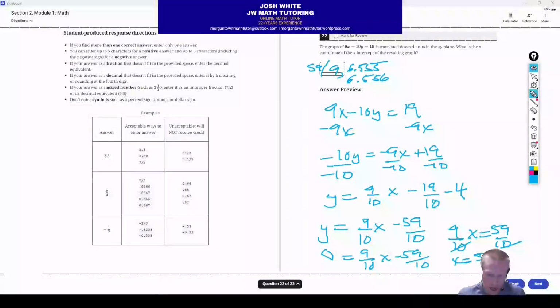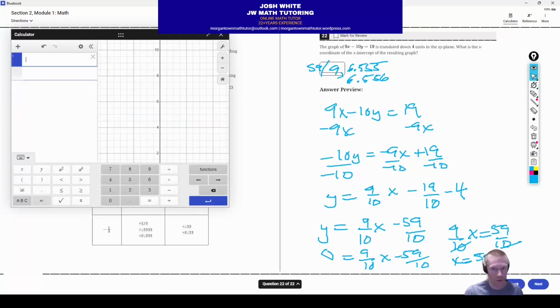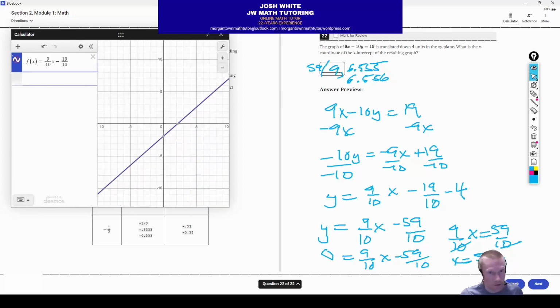Here is how you can do this problem in Desmos. You can save some of the work depending on the approach you take, or all of it. So the first thing is, once you get it in slope-intercept form, let's say you get it equal to 9/10 x minus 19 over 10, right? Okay. So I graph that, but notice I define it as f of x.